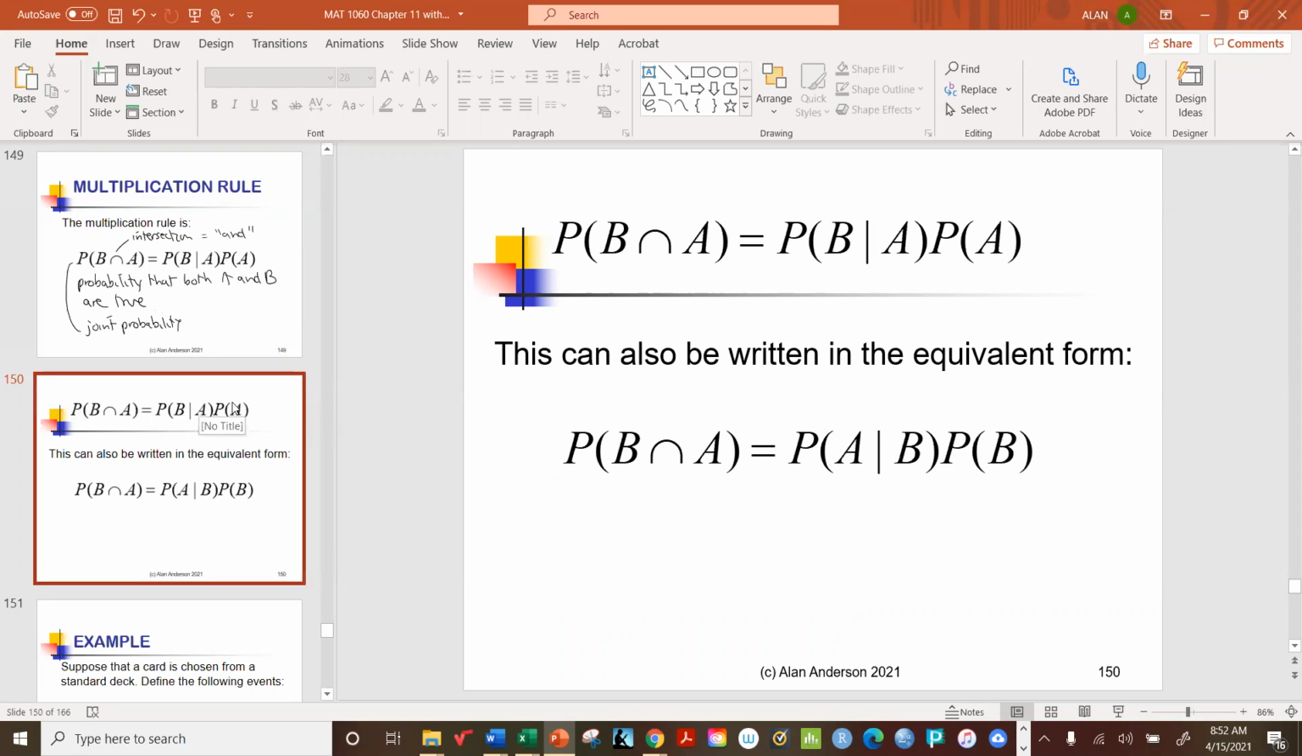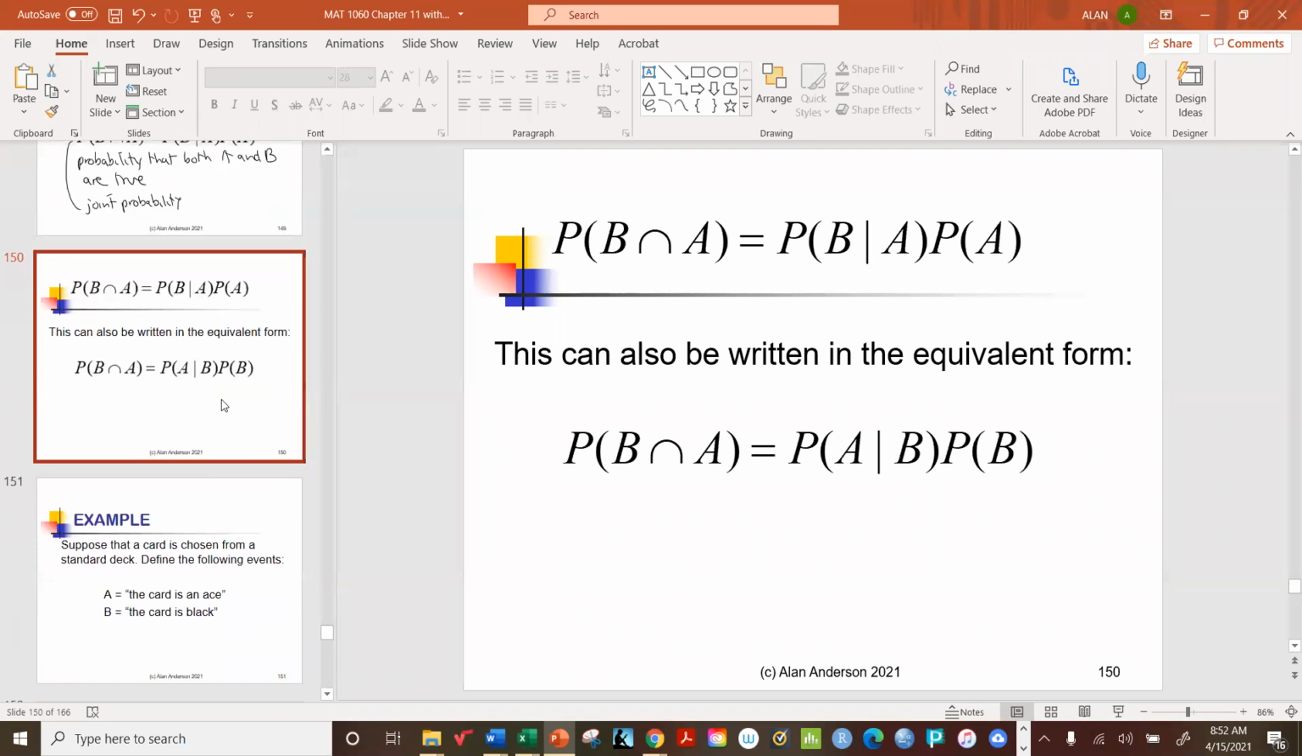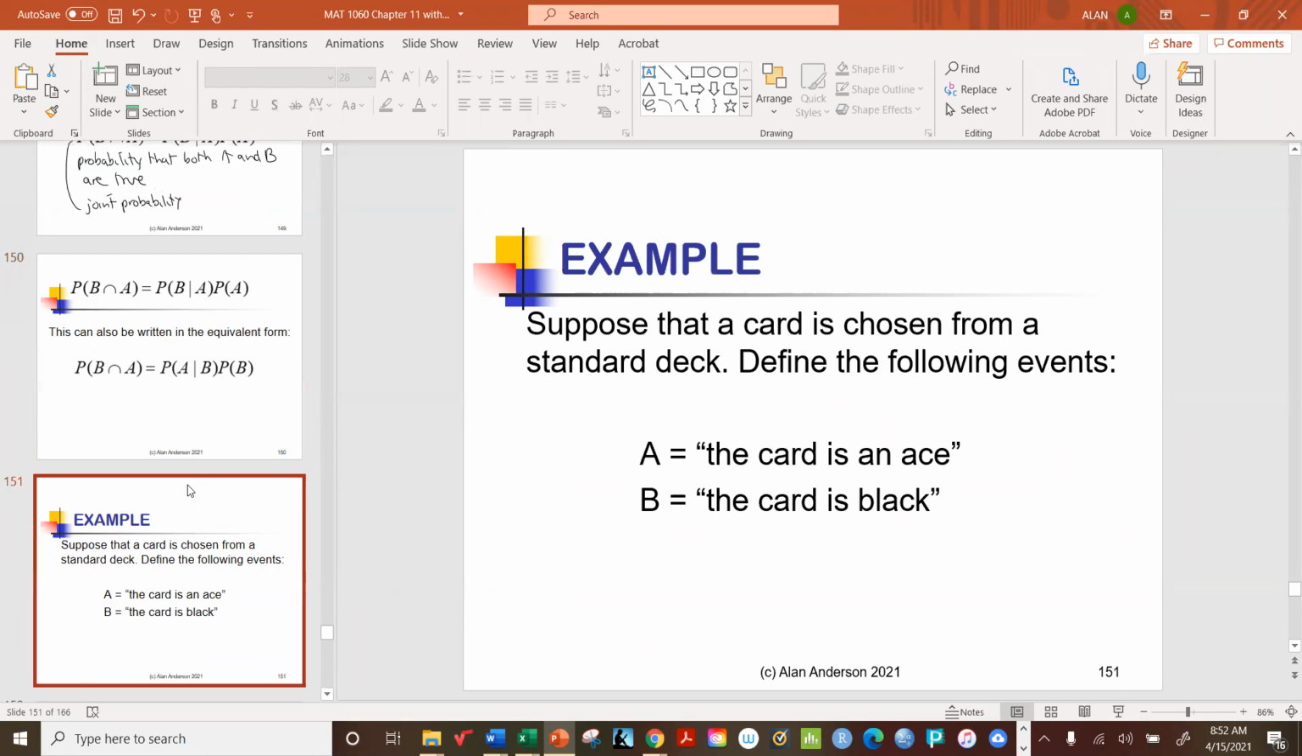All right, so let's look at a quick and simple example. We'll go back to our favorite examples, decks of cards. So first we'll start by assuming that a card is chosen from a deck. And this time, first A is the event that the card is an ace, and second, B is the event that the card is black.